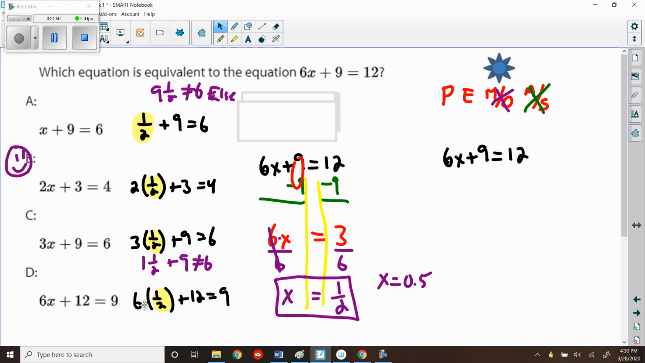Last but not least, 6 times a half. Well, half of 6 is 3, and 3 plus 12 is 15. 15 is not equal to 9, so I know 1/2 does not work there either.